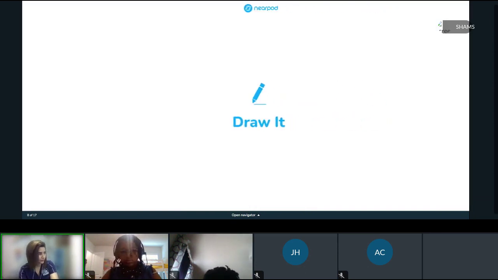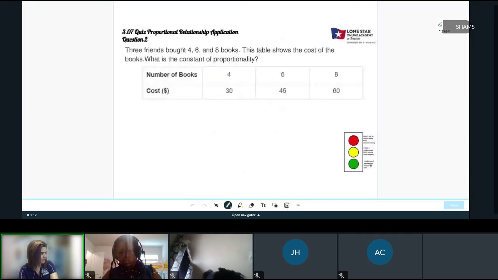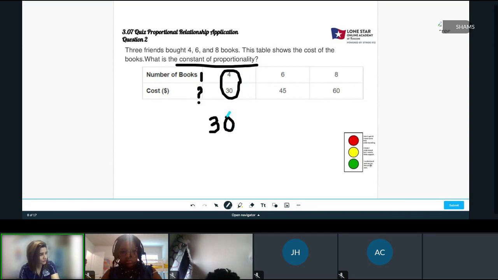This is also question 4. Question 2, I believe. Let me see. Question 2. You want to find constant of proportionality? That means you want to find for 1 book. Then how much for 1 book, right? How do we use this information? You can use any, but I'm going to use some smaller numbers and I'll divide. So cost of 4 books is $30. To find the cost of 1 book. And that is how you can find it.